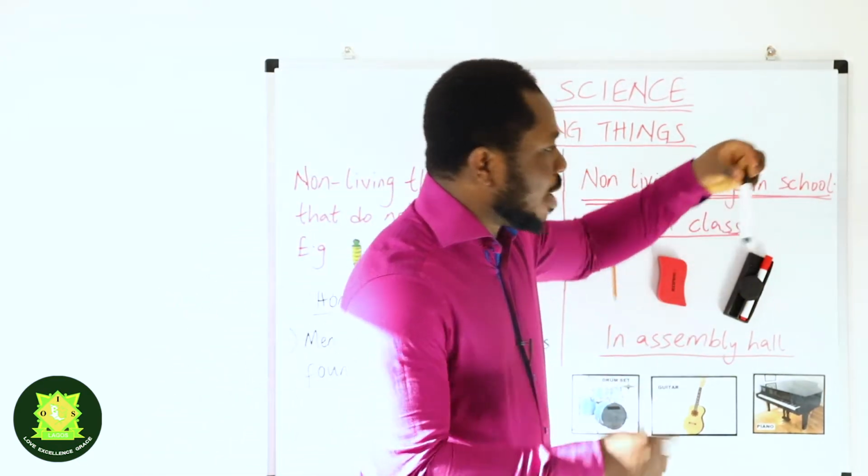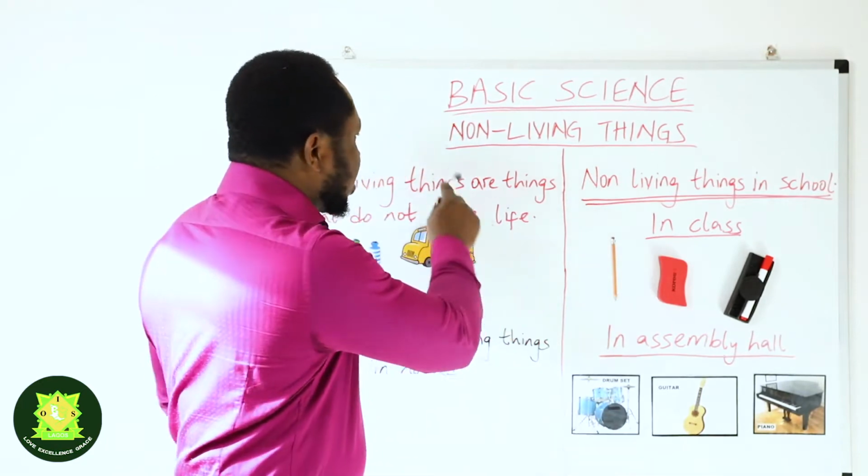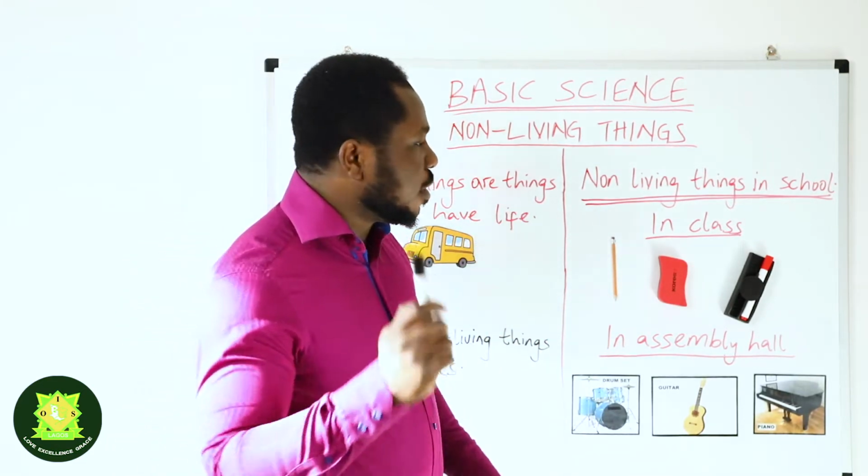Also, the school marker. The marker you use to write on the board is an example of a non-living thing.